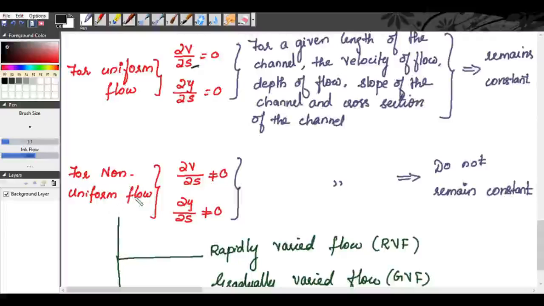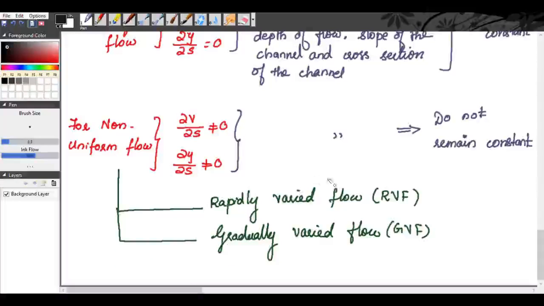Now, this non-uniform flow can be classified into rapidly varied flow and gradually varied flow. RVF means rapidly varied flow. GVF means gradually varied flow. So rapidly varied flow means fast. The variation is greater. Gradually varied flow means the variation is smaller. It is gradually varying. So in general, in rapidly varying flow, the variation is greater, so the length or the distance will be smaller. Gradually varied flow, the distance will be larger.